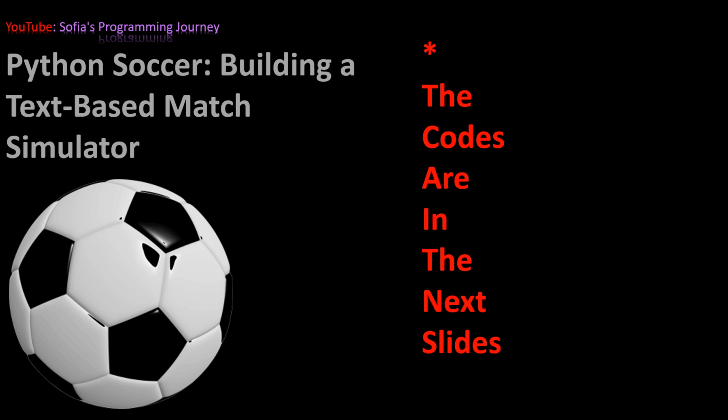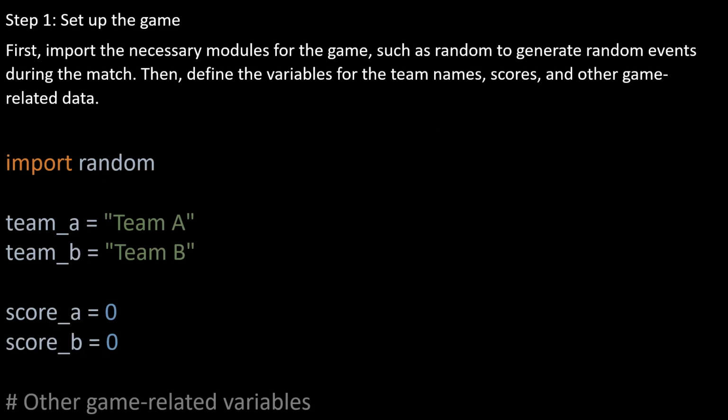Python Soccer, building a text-based match simulator. Step 1. Set up the game. First, import the necessary modules for the game, such as random to generate random events during the match. Then, define the variables for the team names, scores, and other game-related data.